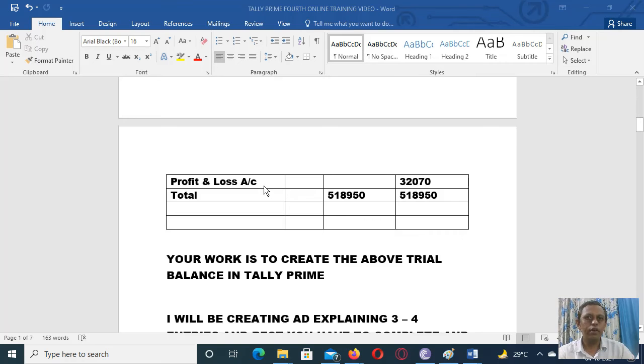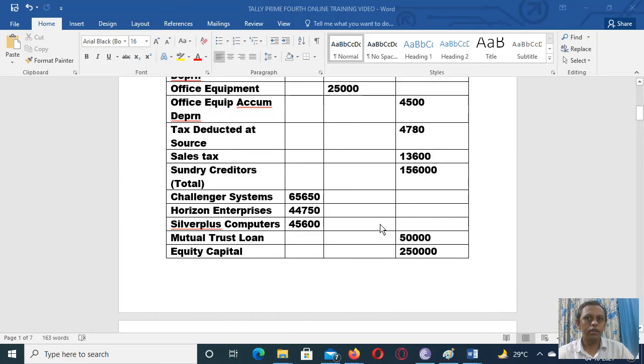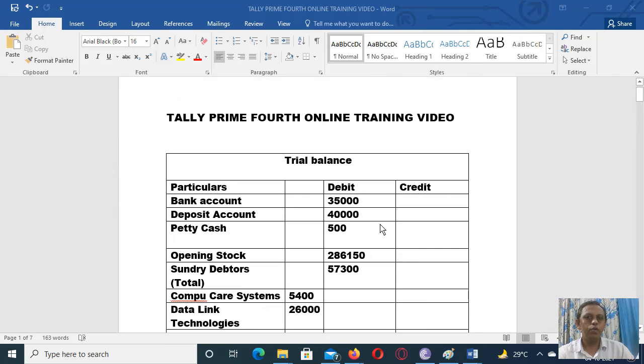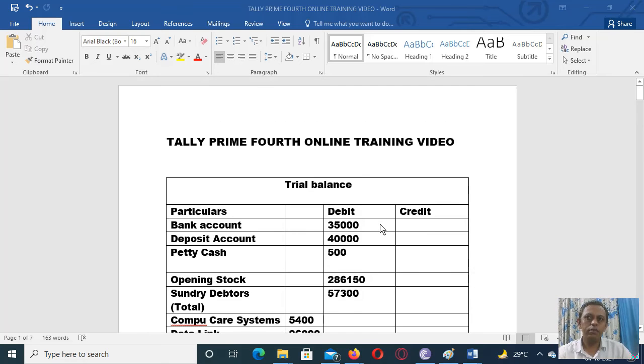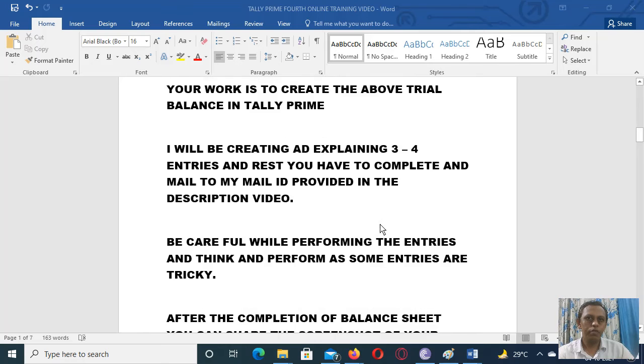And here we have done profit and loss account and total account. So what we have to balance is 55,18,950 rupees, and the data has been given here. So I will be showing you 3-4 examples, and after that you have to perform the transactions by yourself. So here it is.